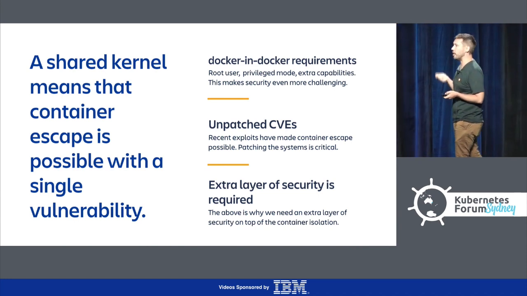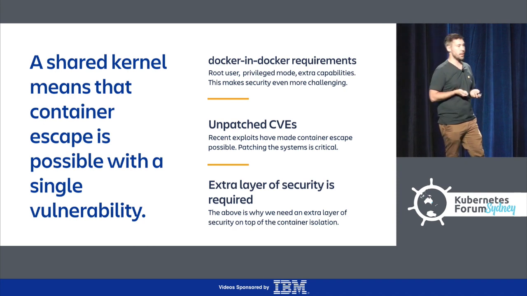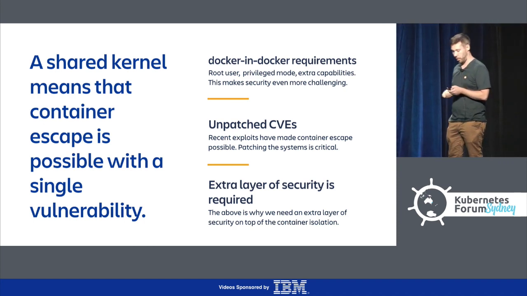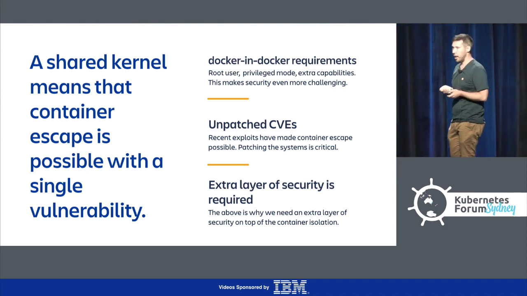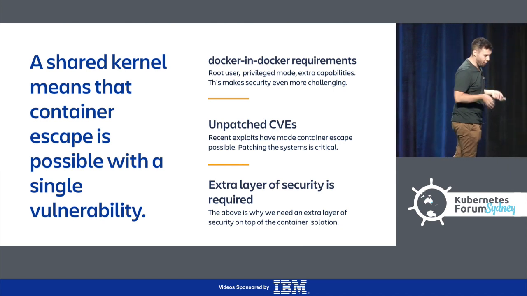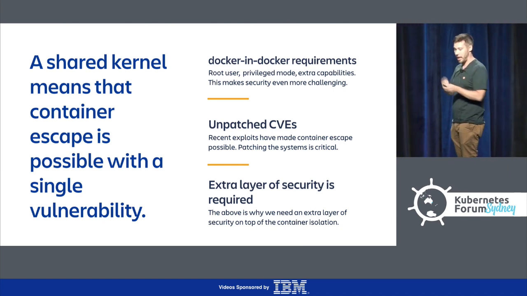So this is where we really require that extra level of security, where we think the container isolation might not be enough, and we need another layer of security. I think there's a good saying: security is like an onion, not because it makes you cry and it's hard, but because it's all about the different layers.